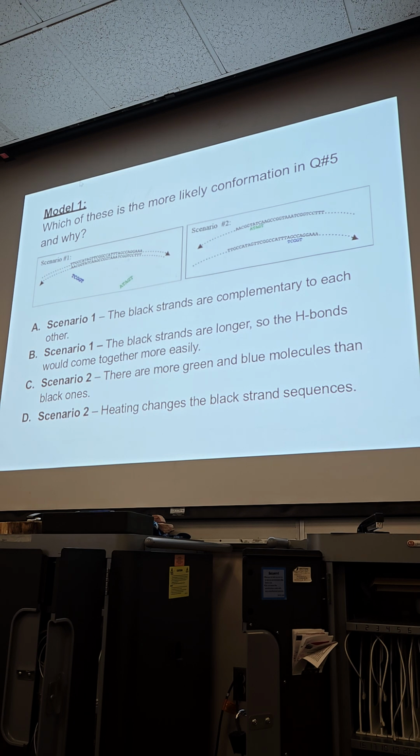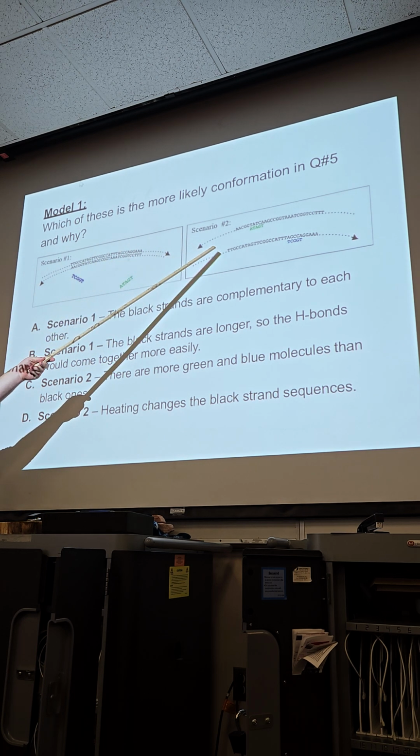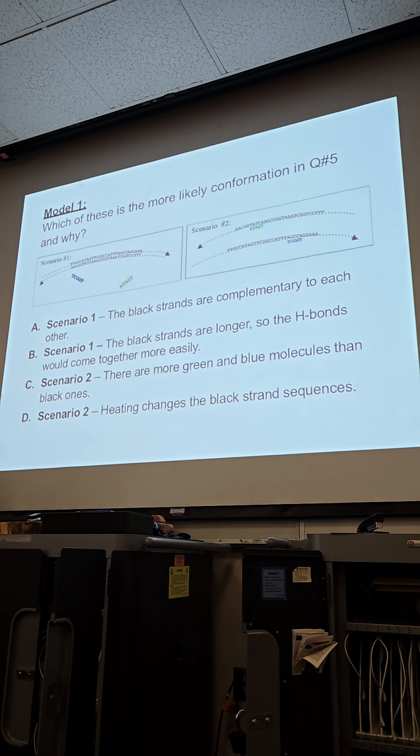Alright, 2 more seconds. Which one's more likely? Scenario 1 or scenario 2? Scenario 2. And there are many more green and blue ones than there are black ones. Okay? Let's see.